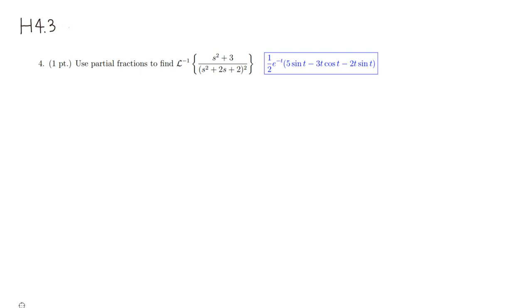All right, let's look at Hallmark 4.3, problem number 4. I'll do the partial fraction portion of the problem.